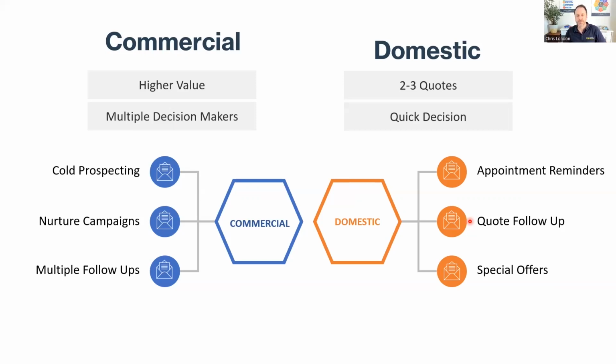So if you've got an automated sequence of emails going out, it just reminds them who you are, what you're offering, and everything else. And if they are going to get 2 or 3 other quotes, the likelihood that they'll use you is much higher if they keep hearing from you and keep hearing good things about you. Special offers are a great one for the domestic side, because people always have work that needs doing. There's always going to be a job that needs doing.